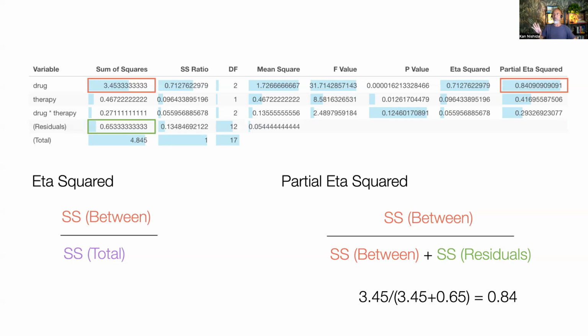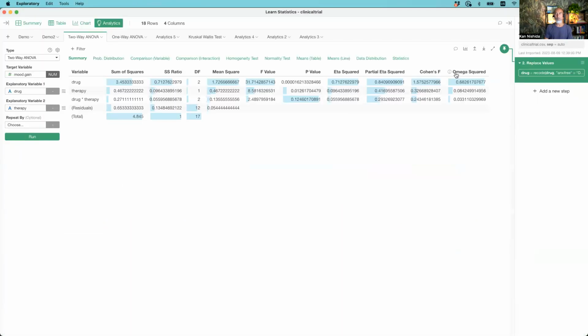But now the partial eta squared for the therapy is 0.41, right? So that's actually kind of confusing, because the drug is 0.84 and the therapy is 0.41. If you were just paying attention to only these numbers and comparing these two, it's almost like, oh, okay, the drug's effect is double the therapy. But when you look at the eta squared, it's not just double; it's almost 7 times. The drug is bigger.